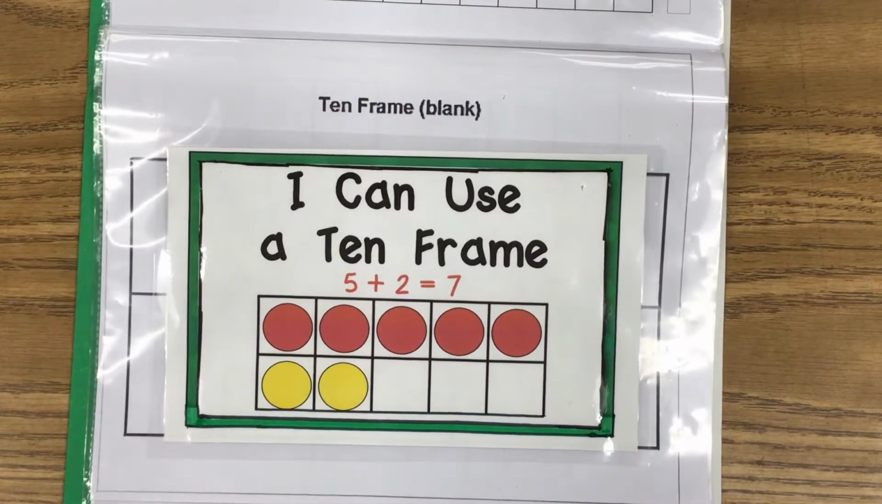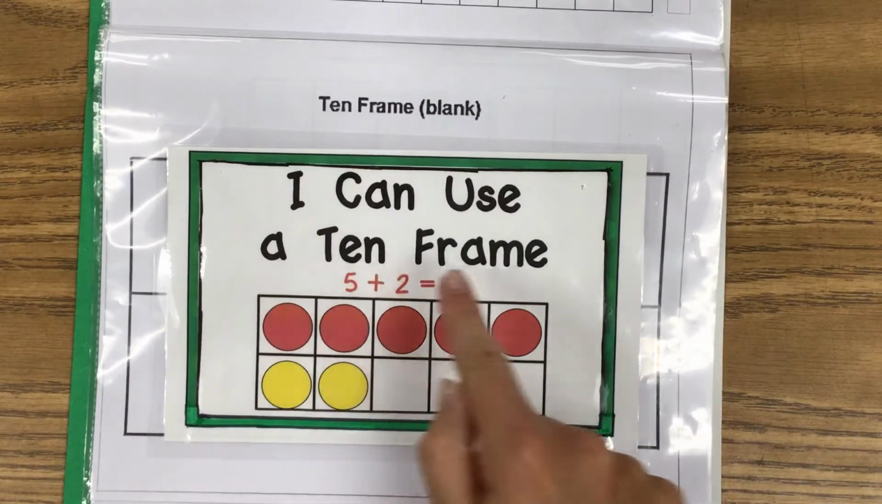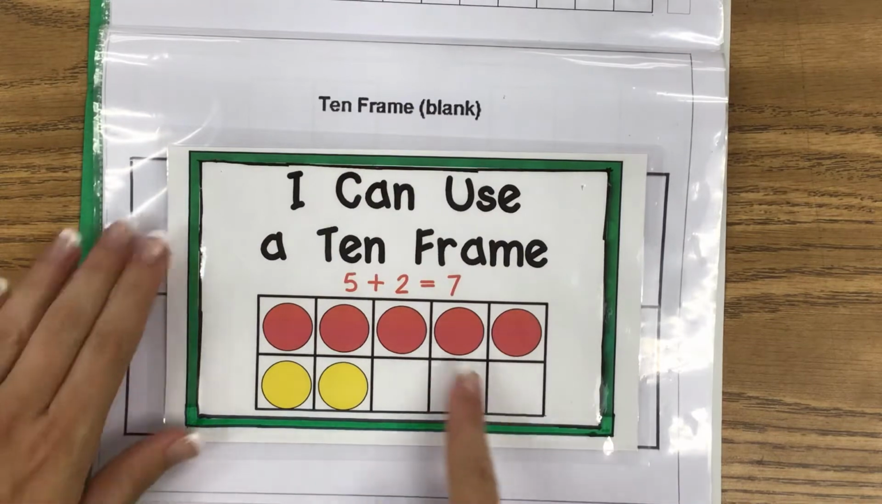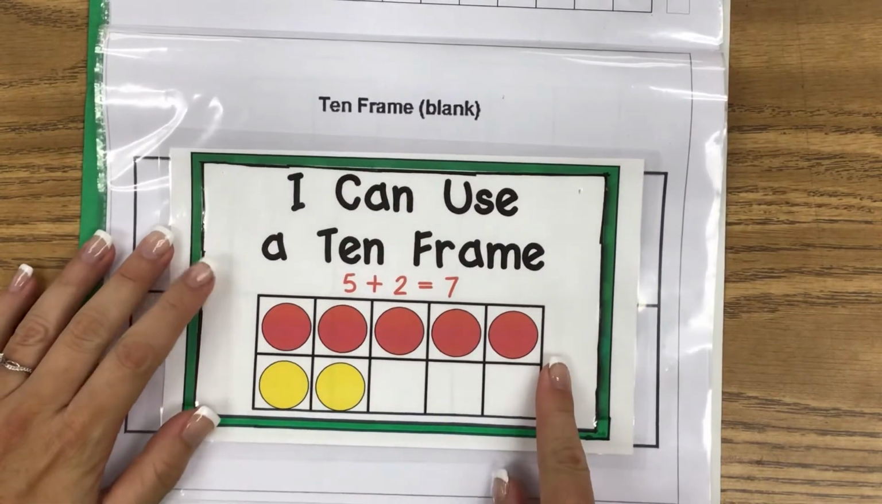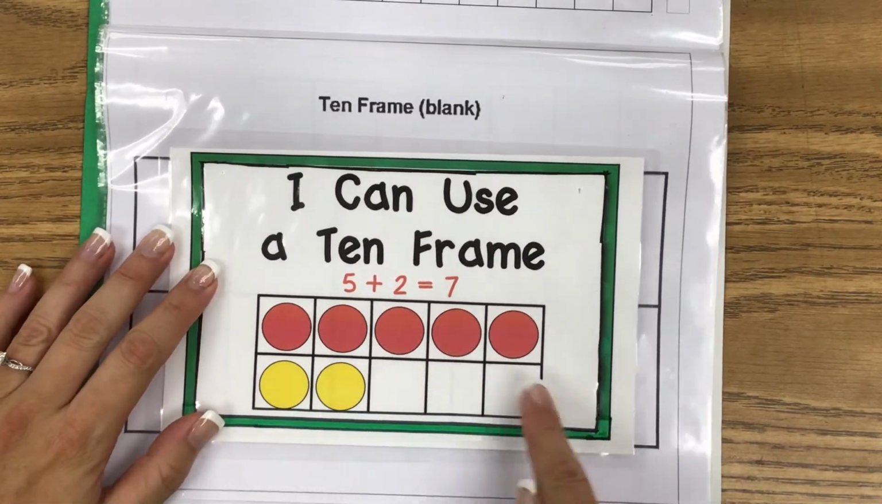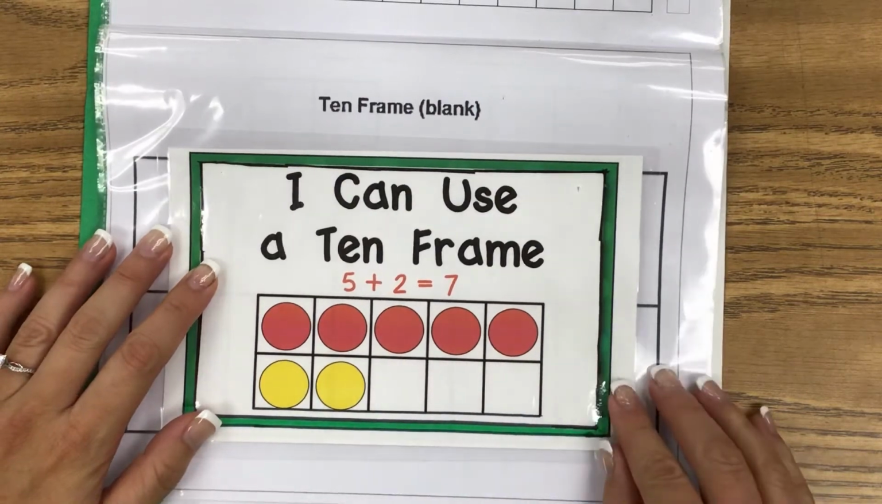Today, we are working on a new strategy to solve. Today we're working on I can use a 10 frame. And you can see this is a 10 frame. I know it's a 10 frame because it has 2 rows of 5. There's 10 boxes in all.